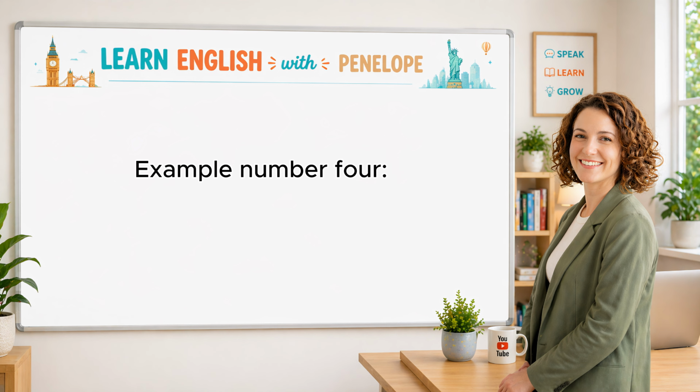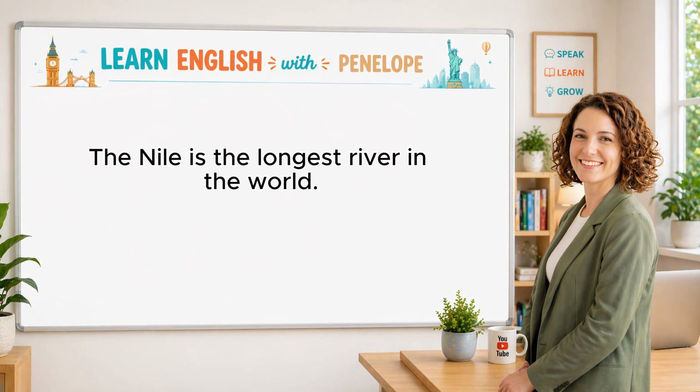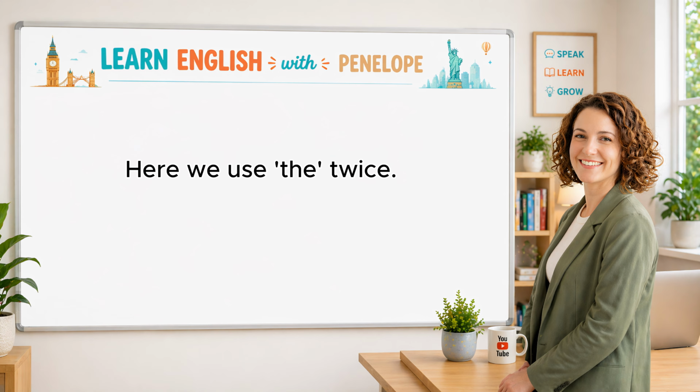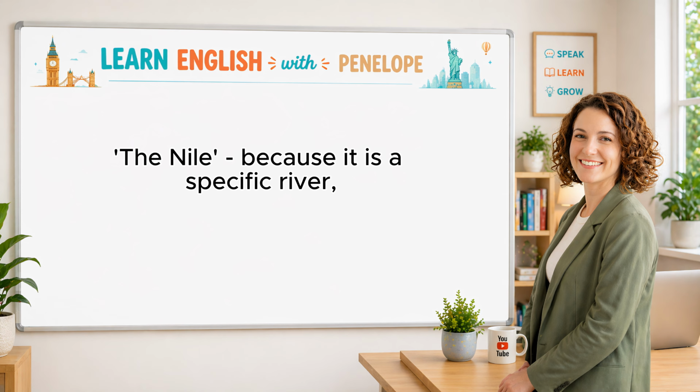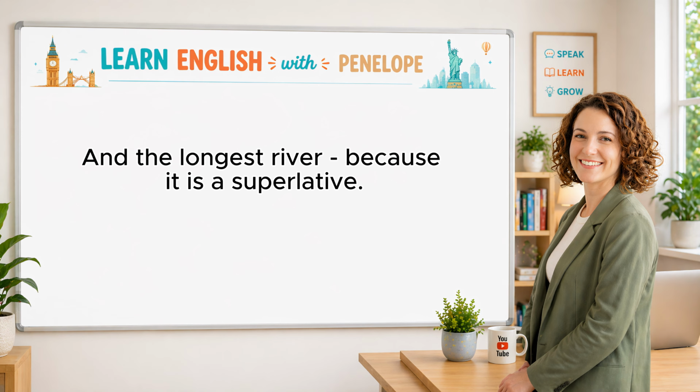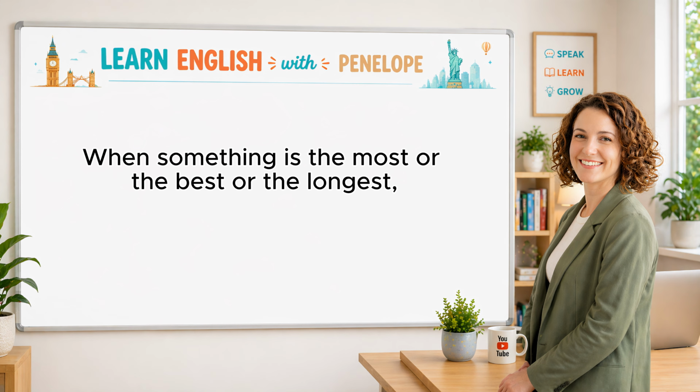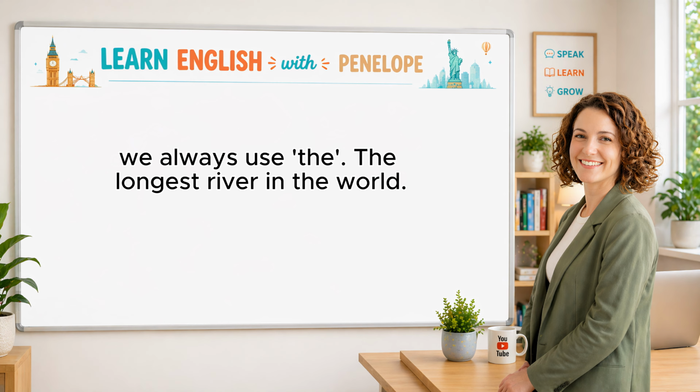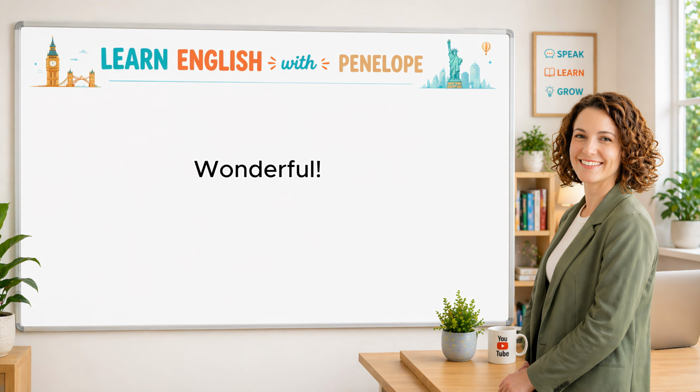Example number 4. The Nile is the longest river in the world. Here we use "the" twice. The Nile, because it is a specific river, a famous river. And the longest river, because it is a superlative. When something is the most or the best or the longest, we always use "the." Wonderful.